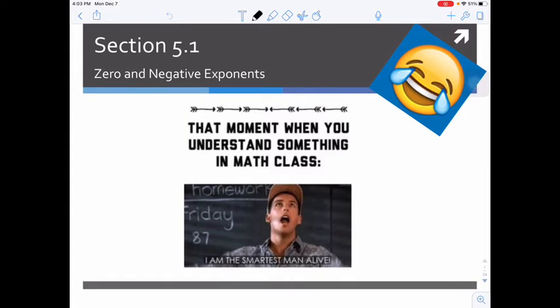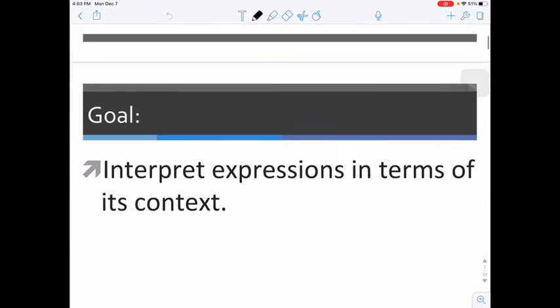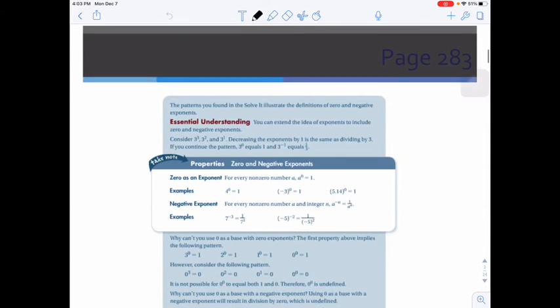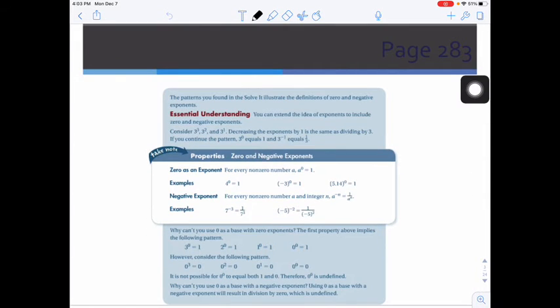Section 5.1 is zero and negative exponents. Our goal is to interpret expressions in terms of its context. On page 283, we have the patterns you found in the Solve It illustrate the definitions of zero and negative exponents. You can extend the idea of exponents to include zero and negative exponents.